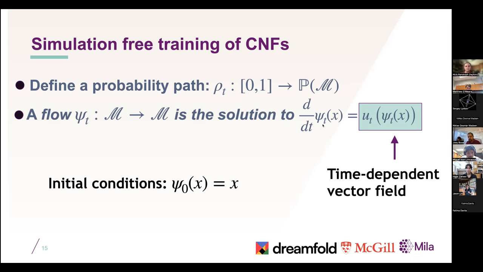So this concept is really key. I want to distinguish this word flow from the previous word flow, because this flow really refers to the solution of this ODE, while the previous flow was this idea of transporting probability mass. They're related, of course, through this ODE, and they're related through the continuity equation as well.